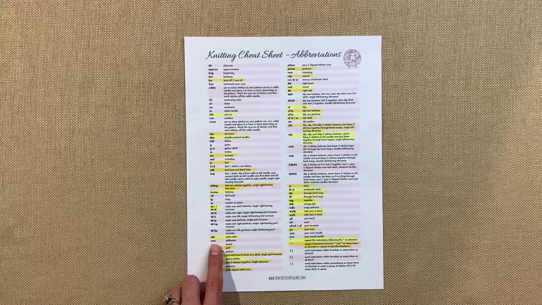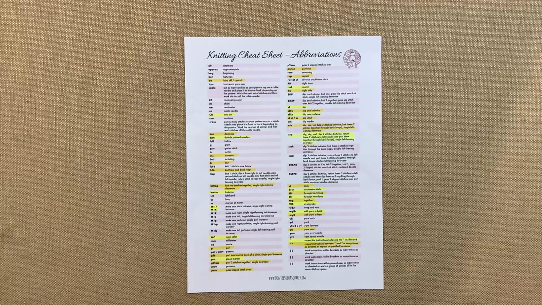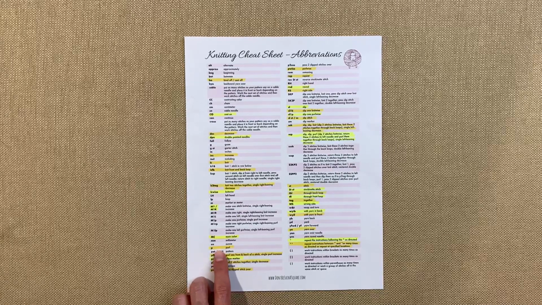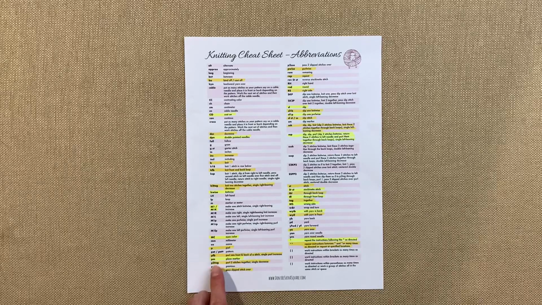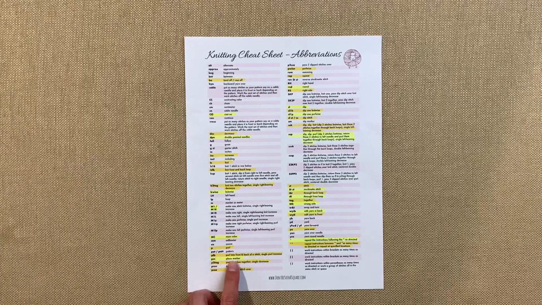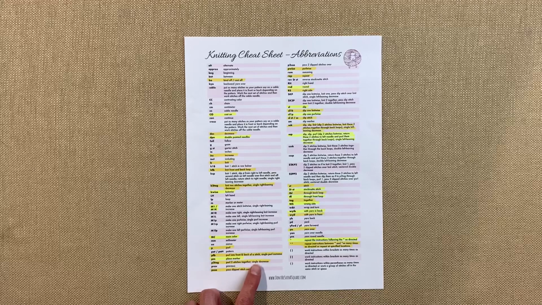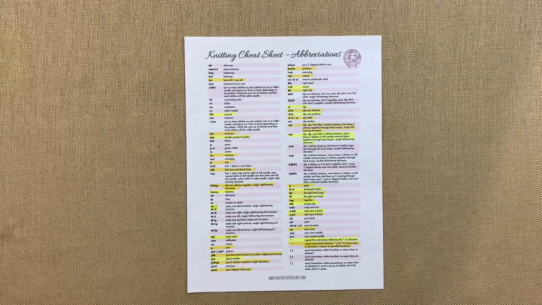MC, that is your main color. If you're doing stripes or pattern work, they're going to have different terms for your main color and your contrasting color and things like that. So MC is your main color. P stands for purl. So our two main stitches in knitting are knit and purl. So P is purl, K is knit. Pretty simple. PFB means to purl in the front and back of a stitch. So that's a single purl increase.